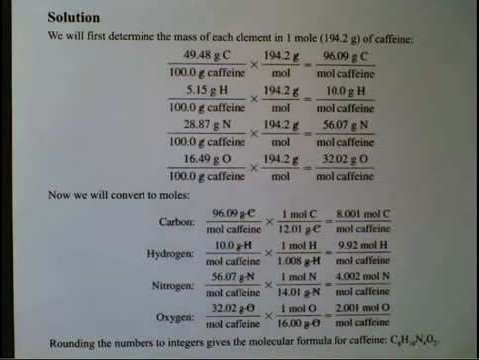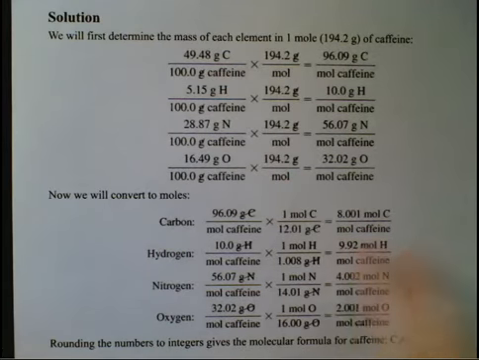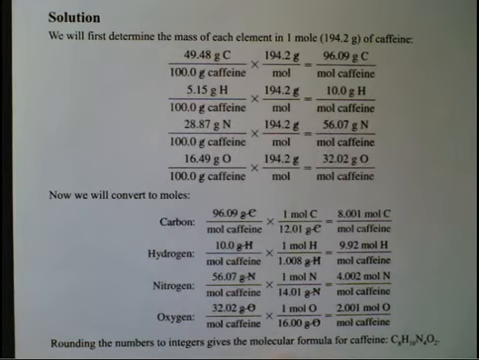8.001, that's pretty darn close to 8. And if we didn't have to round because of certain significant figure limitations back up here, these actually would be 8, 10, 4, 2. And so rounding the numbers to integers gives the molecular formula for caffeine: C8H10N4O2.